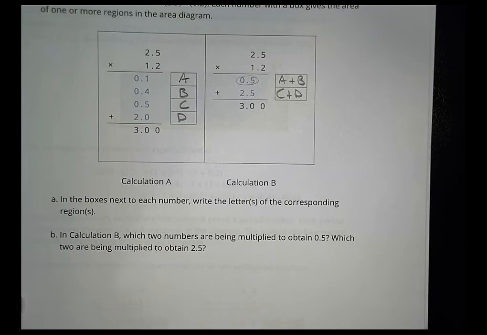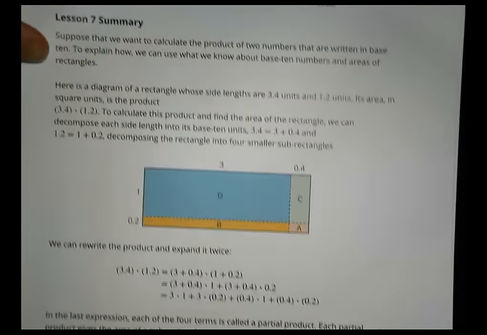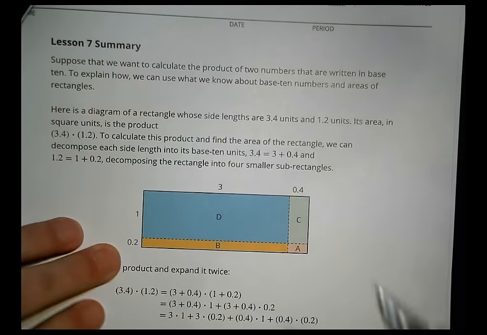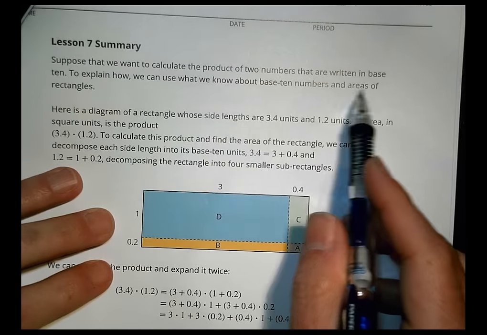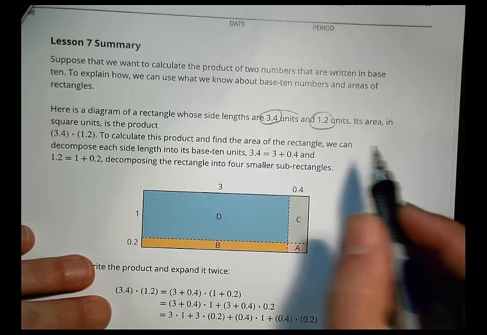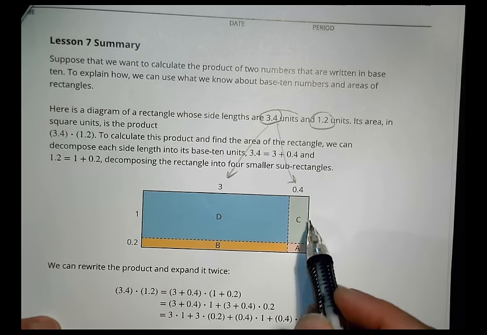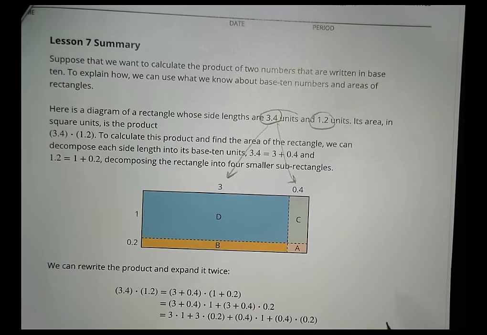Okay, let's look at the next section. This is a little longer one in terms of pages, that's for sure. So our summary for the day, before we get on to today's homework, says that we can calculate the product of any two numbers that are written in base 10, and we can do that using base 10 numbers and areas of rectangles. And so we can take our units at 3.4, 1.2, we can break them apart into smaller sections, like so. And then we can combine those things to find out what the total area is going to be. So there's different ways of finding that area.